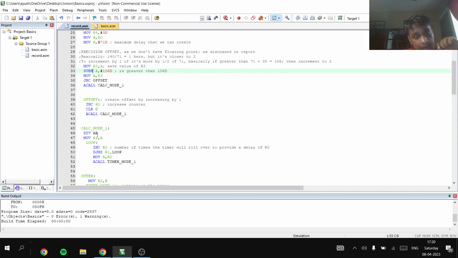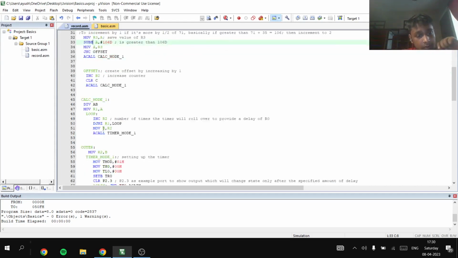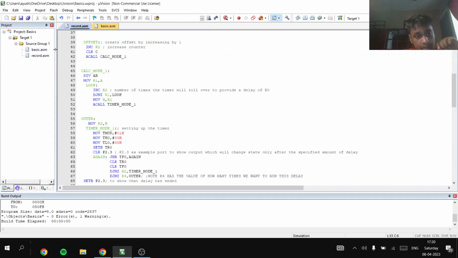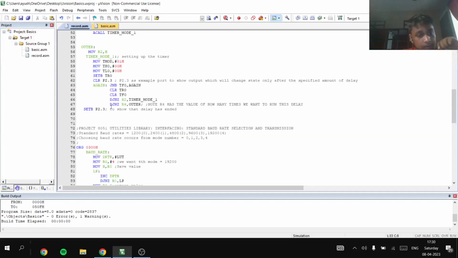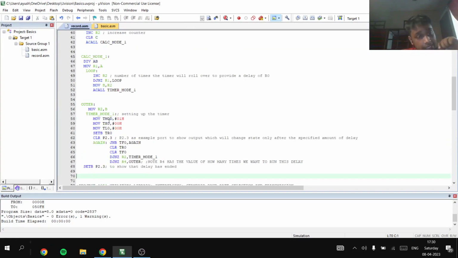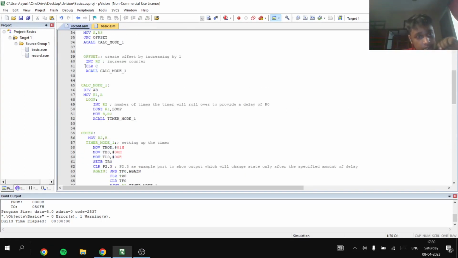So we divide, and we have the loop over here to calculate the total number of times we need to roll over our timer, and then we implement our timer delay over here. This nested loop uses both those numbers, R2 and R4, to create that delay, and to show that the delay that we're creating is correct.